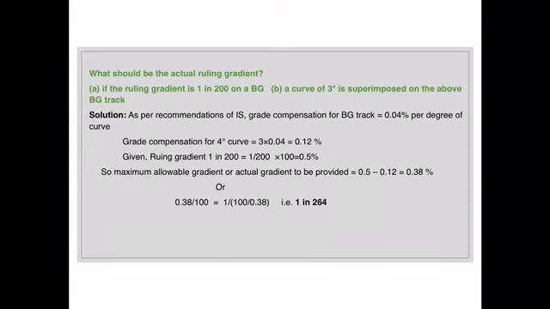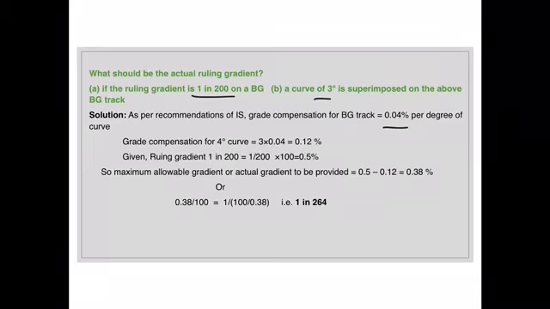Here we have a broad gauge, the same thing, the actual ruling gradient needs to be provided. So the information they have given: the ruling gradient is 1 in 200 on a broad gauge track. Once again, the degree of curve is 3 degrees superimposed on the above track. So what is the grade compensation for broad gauge track? It is 0.04 percent per degree of curve.